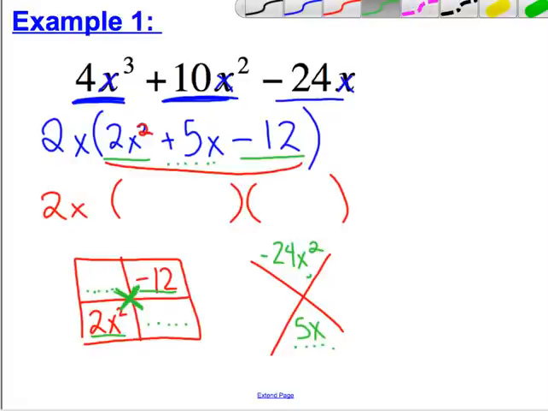Well, they both have an x because they add to 5 x's. One has to be negative because we have a negative product, negative 24. So it's going to be negative 3 and positive 8, because negative 3 times positive 8 is negative 24, and those two will also add to 5x. So those are my two corners that go in my generic rectangle.